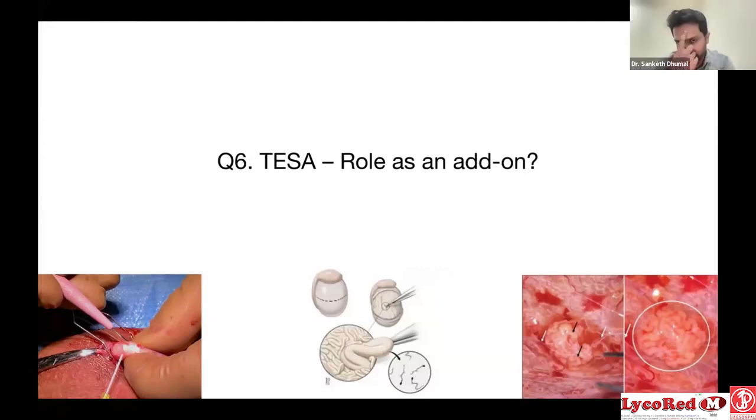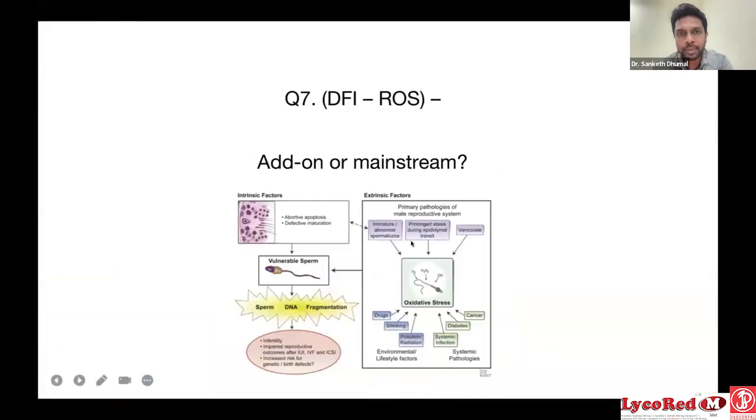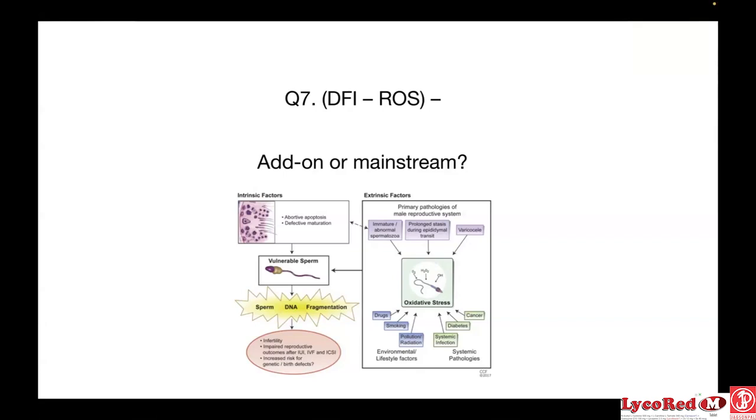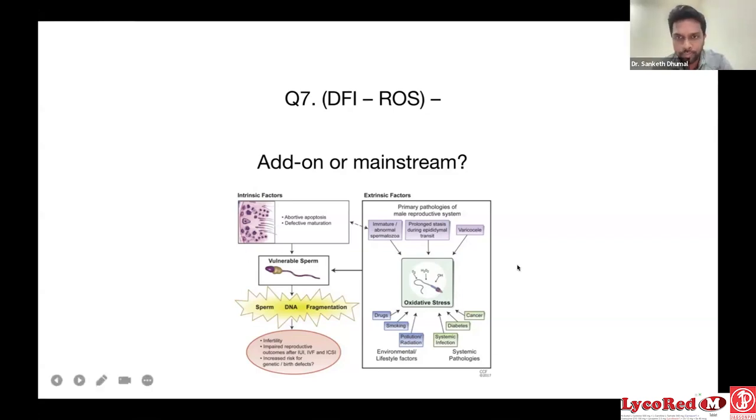So, having said that, we got a lot of varied opinions on TESA as an add-on. Moving on to the next question. I think we already discussed a lot about DFI and ROS. DFI, initially, in the WHO manual's 5th edition, was considered experimental, but now it has moved to an extended technique when compared to experimental technique. So we all agree with this. It does help, and it is no more an add-on.